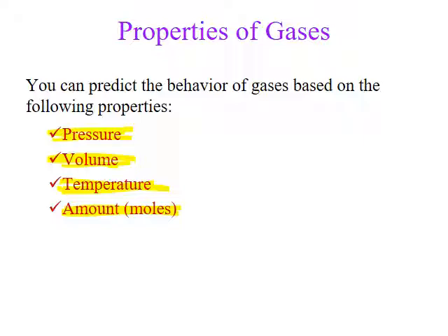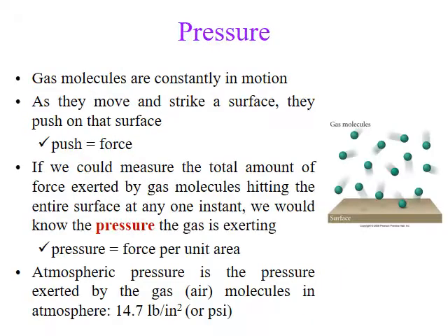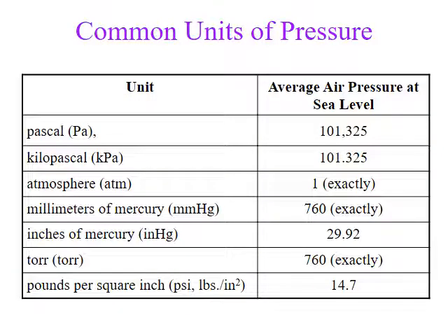Now let's take a look at all these properties separately. Pressure, what is pressure? By definition, whenever gas particles are moving around in a container, they collide with the surface of the container and exert some force on it, and this force per unit area is defined as pressure. Now, the pressure of a gas can have multiple units. Here are some of the commonly used units for pressure.